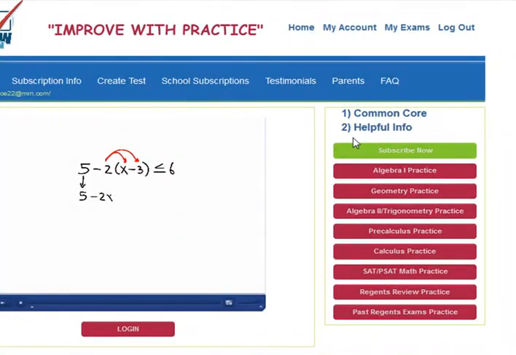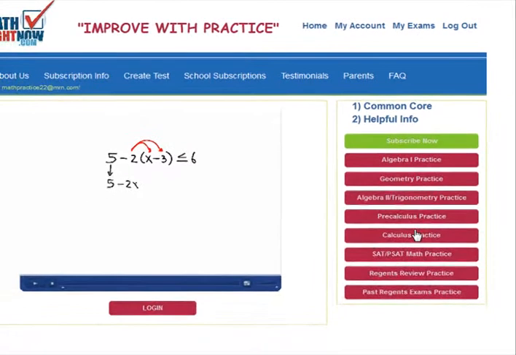You'll notice on our homepage you can select the class that you're in, either algebra, geometry, algebra 2 with trigonometry, pre-calculus, calculus, or SAT, PSAT math review. For New York students, we also have complete Regents review available, as well as solutions to past Regents exams.